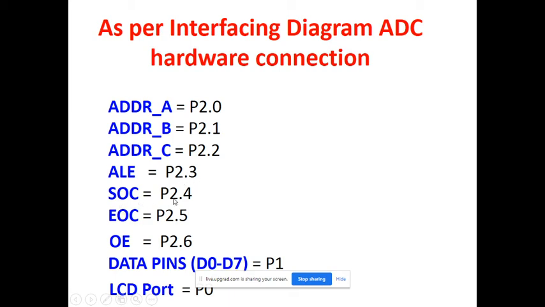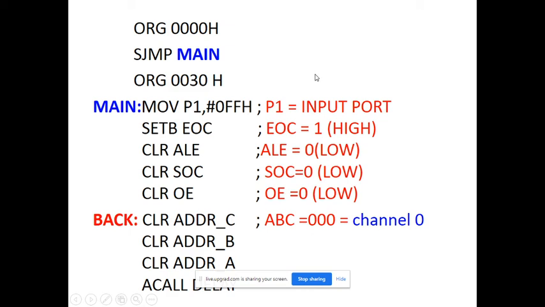Then start of conversion is connected to pin 2.4. Then end of conversion is 2.5 and output enable 2.6. Then the data pins are connected to the P1 port, and the 7 segment or LCD is connected to the P0 port. Okay, in this fashion I am declaring the hardware connections as per my interfacing diagram. Now I will write that algorithm into code.